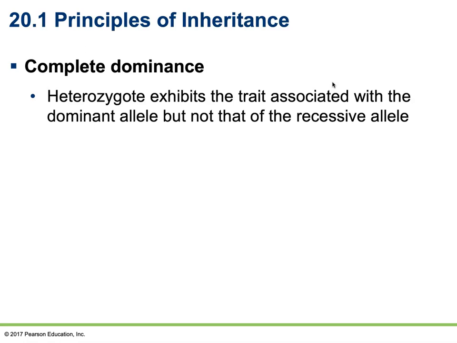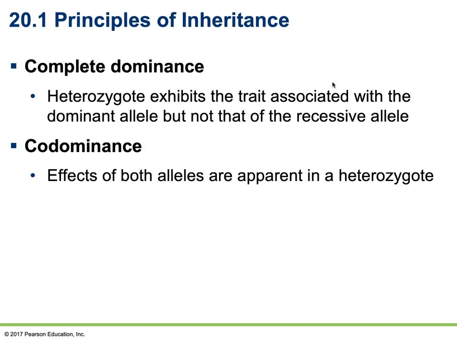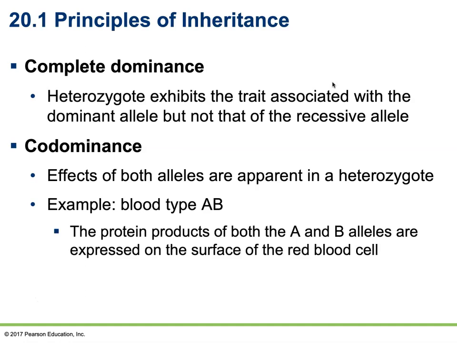However, this isn't always going to be the case. What we found in the case of codominance is that the effects of both alleles are apparent in the heterozygote. A great example of this would be blood type AB. Blood type A is dominant, blood type B is also dominant. Together, when you have both A and B alleles, you're going to see both A and B antigens. The protein products of both the A and B alleles are going to be expressed on the surface of the red blood cell.